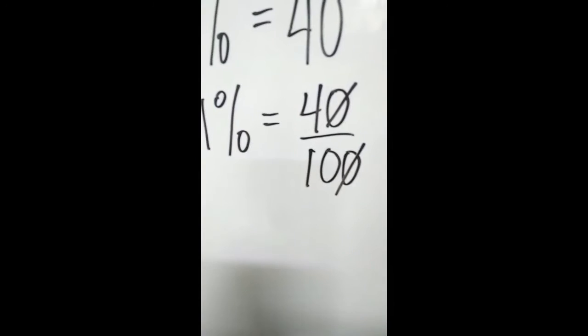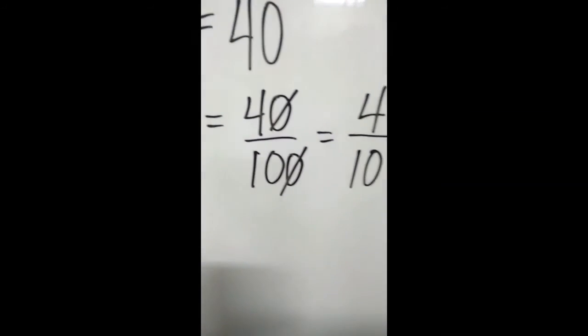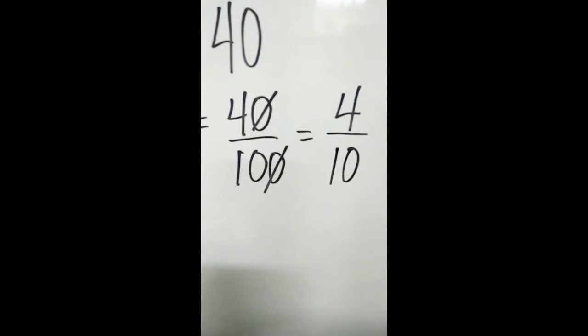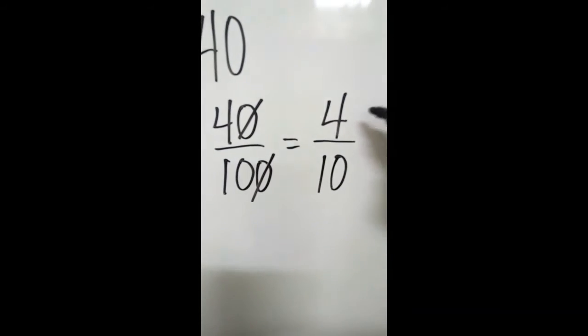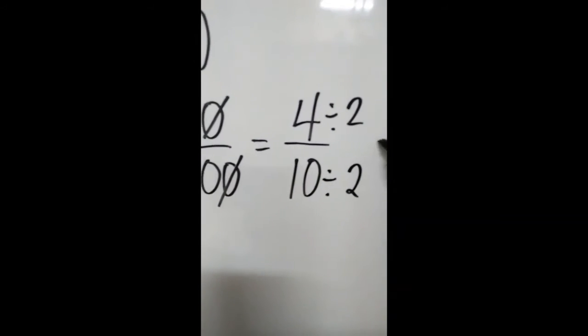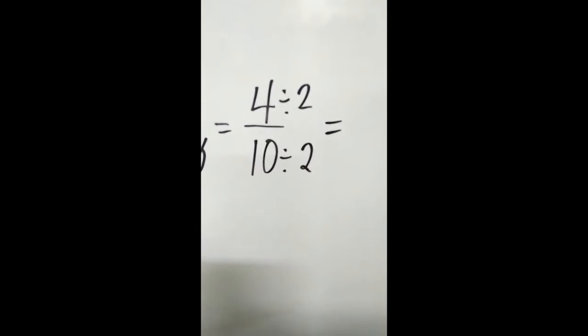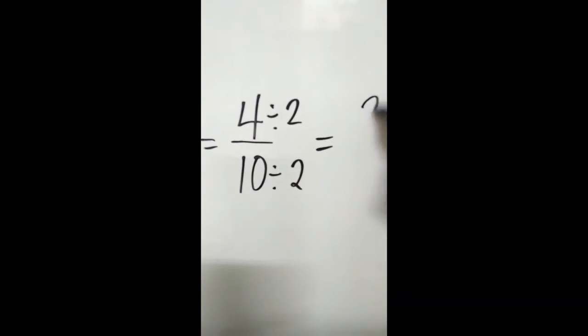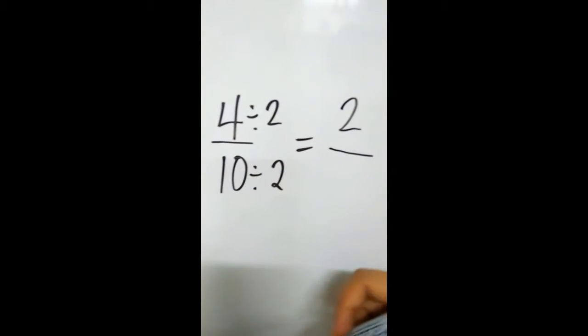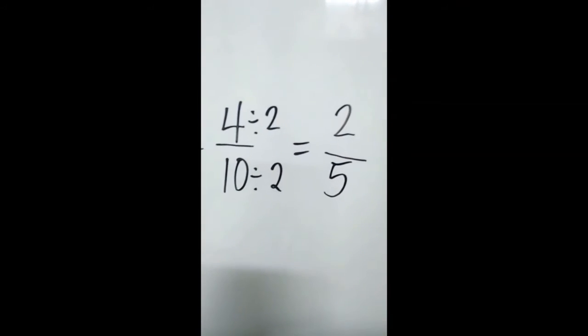We're going to simplify this. 4 over 10. Is there any number that we can divide? Yes, we can divide this by 2. So we divide numerators and denominators by 2. 4 divided by 2, 2. 10 divided by 2, 5. So we have 2 over 5.